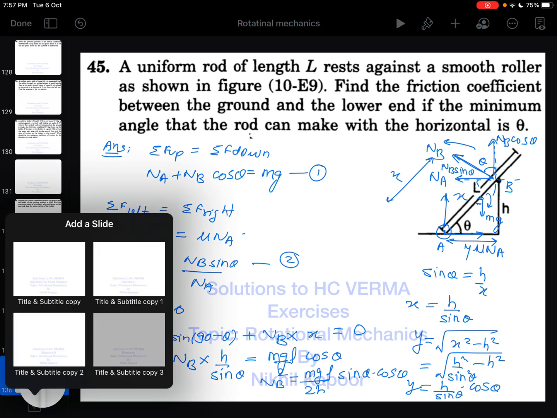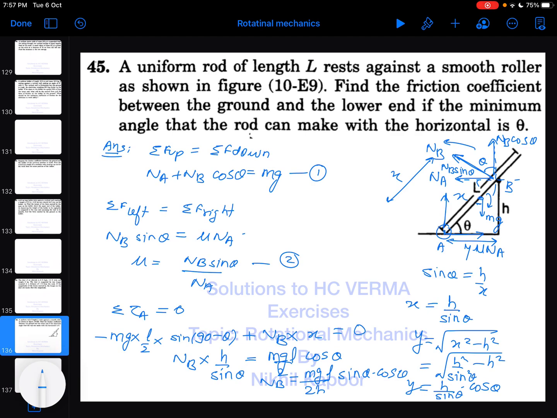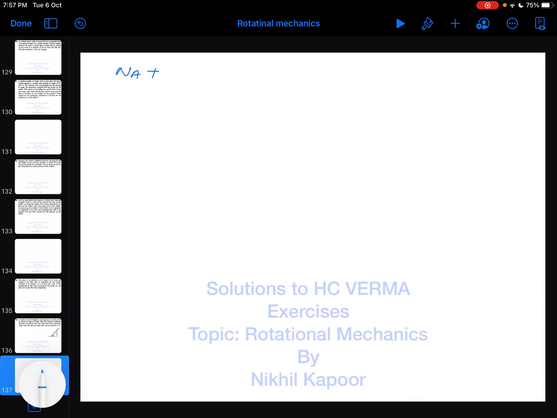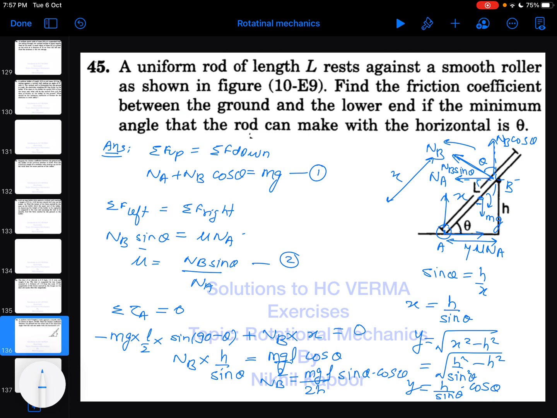So let's substitute this in equation 1. NA plus NB cos theta. NB is mgL upon 2h sin theta cos theta, and the existing cos theta in that equation becomes equal to mg. So NA comes out to be mg minus mgL sin theta cos square theta upon 2h. As we have got the value of NA and NB, we will put the values of NA and NB in equation number 2, and we can get the value of mu.